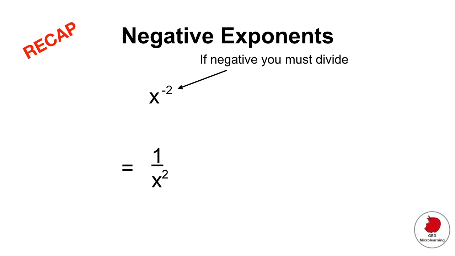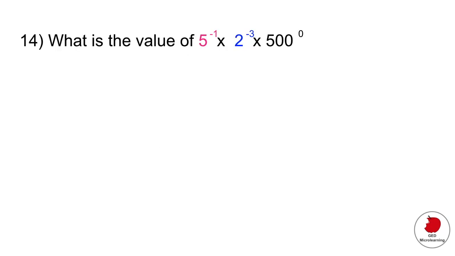So if we go back now to our equation, notice that we have two expressions with negative exponents. So if we do 5 raised to the negative 1, that would be actually 1 over 5. If we do the same thing for 2 raised to the negative 3, that's what it would translate to. Okay, so now the next question is, what is 500 raised to the power of 0?